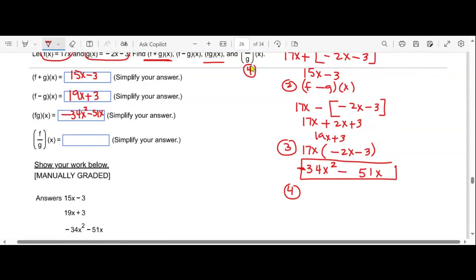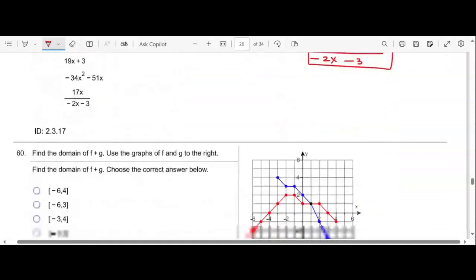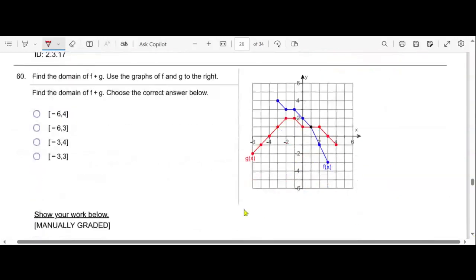What's 4? Division. 17x divided by what? Can you divide this by this? No. So that's it, you will just put it here. Easy as easy. Can you do that? Yes. 4 points. Inshallah. Now let's go for the next one.